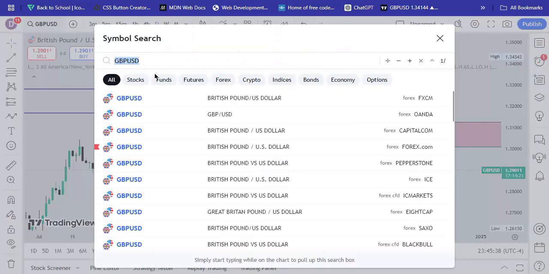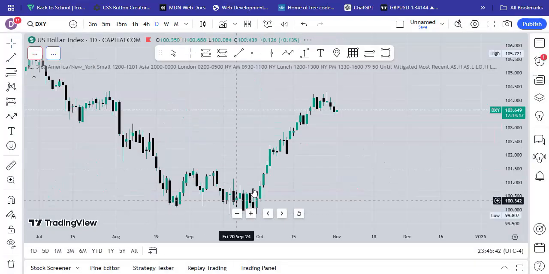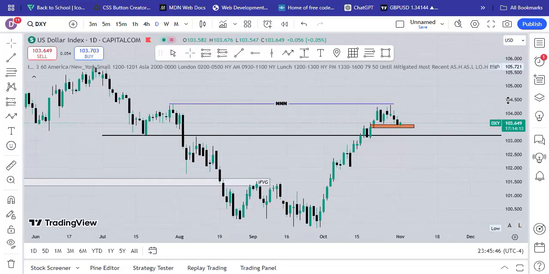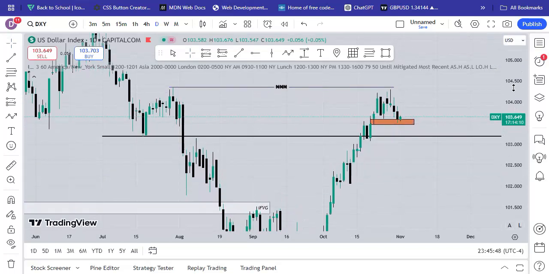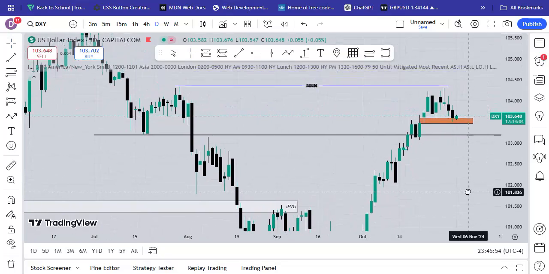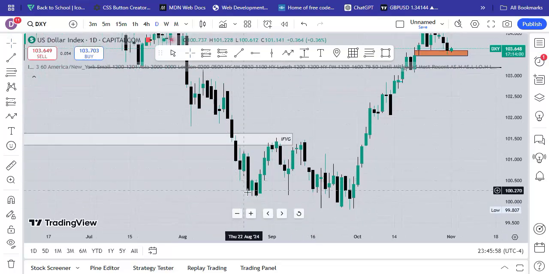Okay, so DXY. This is your US dollar index. This is what I'm looking out for on US dollar. As you can see right here, it's very simple. This is the daily time frame for DXY, the US dollar. For a while we've been selling, each day down close.